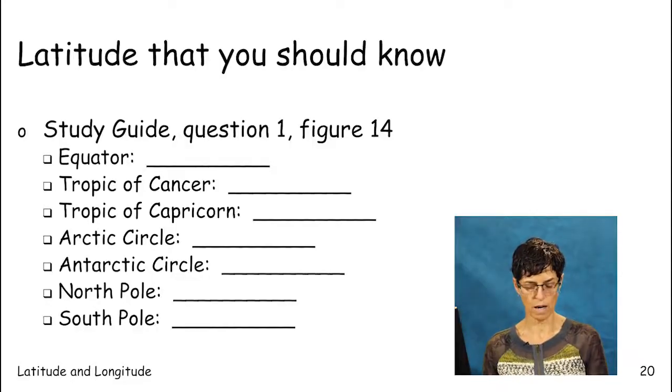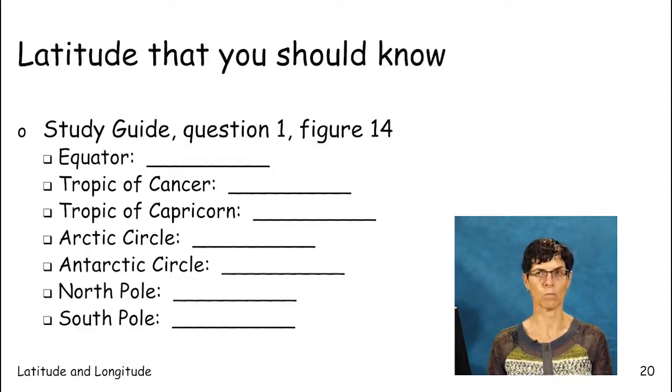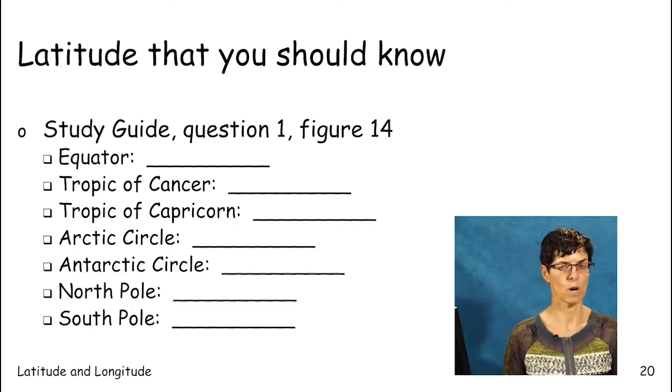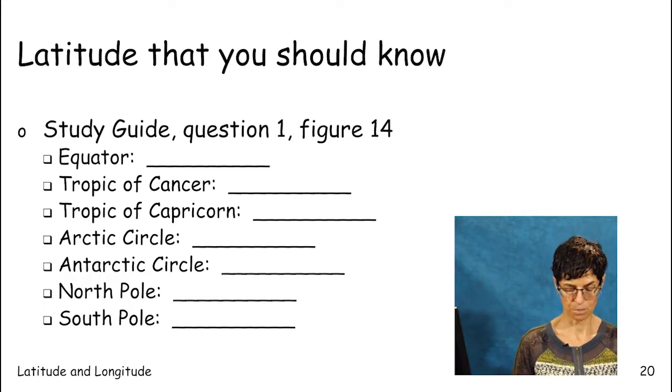So now what I would like you to do is go to your study guide, page 1, question 1. Question 1 has a list of the latitudes that you need to know. You need to know their names as well as their location in terms of latitude. So in question 1 in your study guide, you need to fill out the values of latitude for these particular locations. And for that, you can refer to figure 14 in chapter 1 in your textbook.